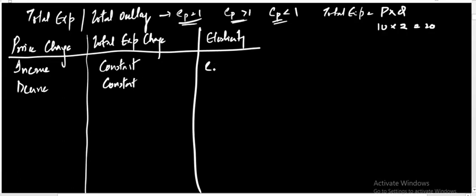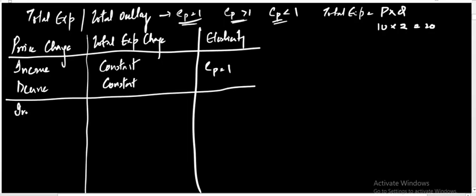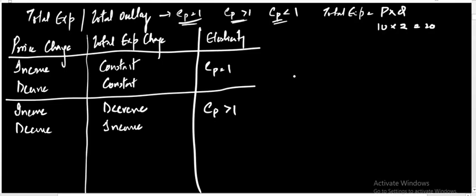In this scenario the elasticity of price is equal to 1, which means as the price increases or decreases there is no effect on the total expenditure. We say the elasticity of price is equal to 1. The reverse scenario, with the increase in price the total expenditure decreases, or with the decrease in price the total expenditure increases. In this case the elasticity of price is going to be greater than 1.